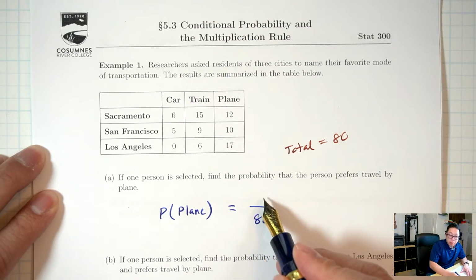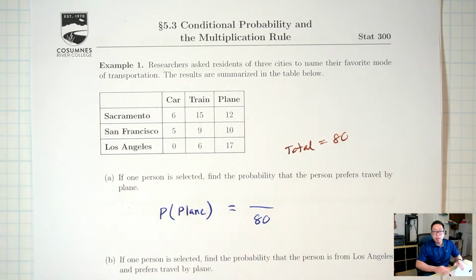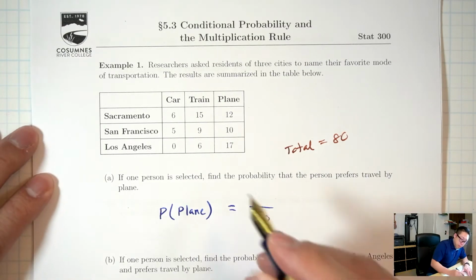For the top number, how many people prefer plane? That's going to be 12, 10, 17. So 12 plus 10 plus 17 is 39.